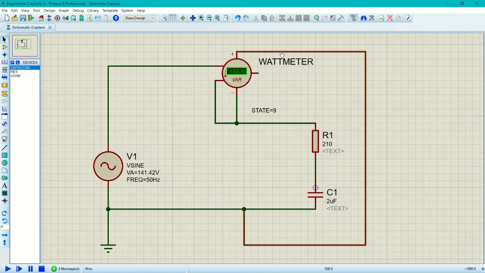I reversed the polarity so we can gain the reactive power in positive value. So the objective for this activity is to obtain the reactive power for certain loads. We have six loads here to simulate, and let's start our simulation. This is the first load using resistor 210 ohms and 2 microfarad.